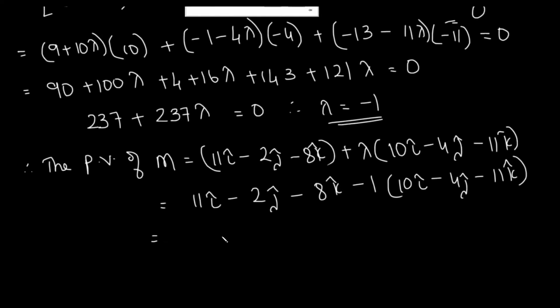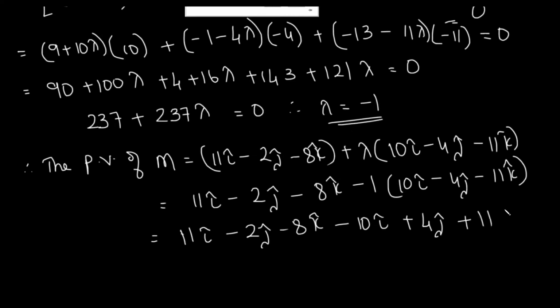And thus we are going to get here minus 10i plus 4j and plus 11k. So 11i minus 10i becomes i, minus 2 plus 4 becomes 2j, and minus 8 plus 11 becomes 3k. So this becomes the position vector for M.